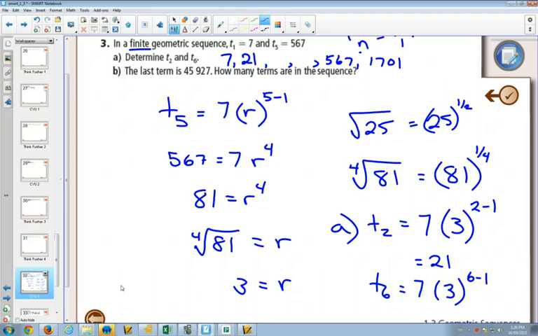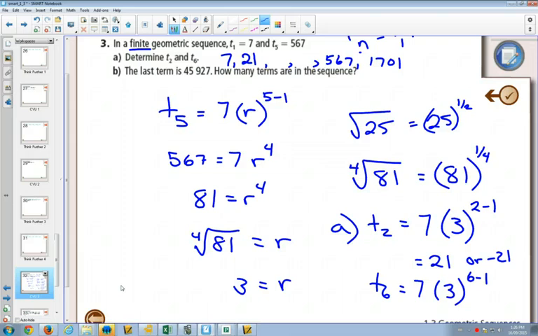Now something that comes up in here, and if you look at the bottom of your page, because they always have the answers to these ones at the bottom of your page on the right, you'll notice that they also list for term 2 that it could possibly be negative 21. And they also list for term 6 that it could possibly also be negative 1701.